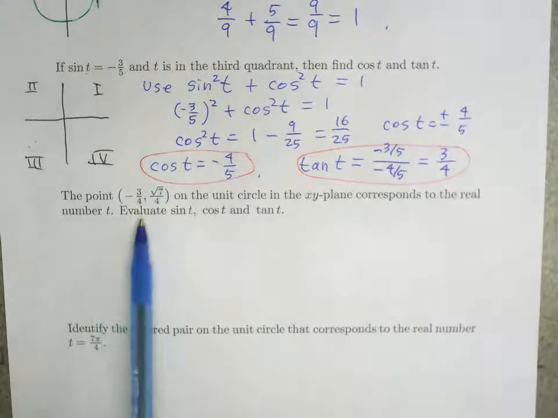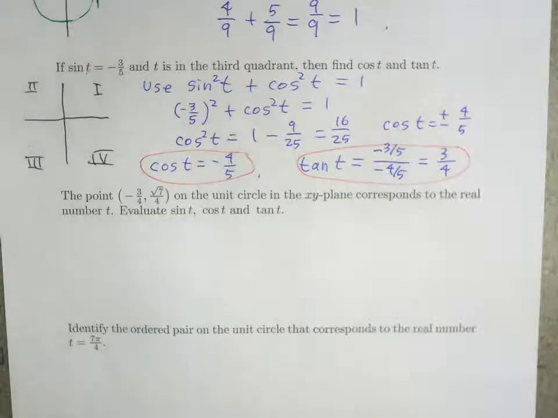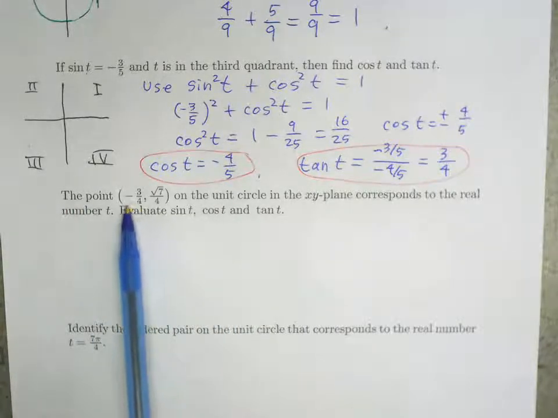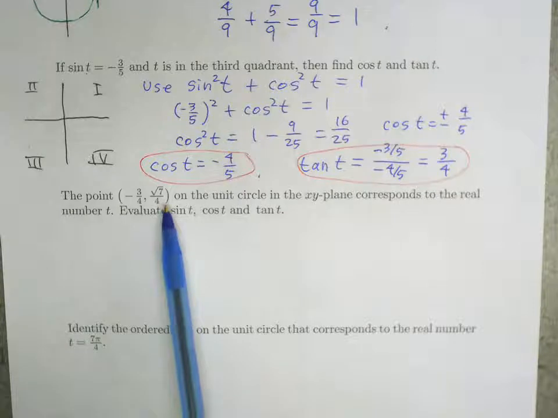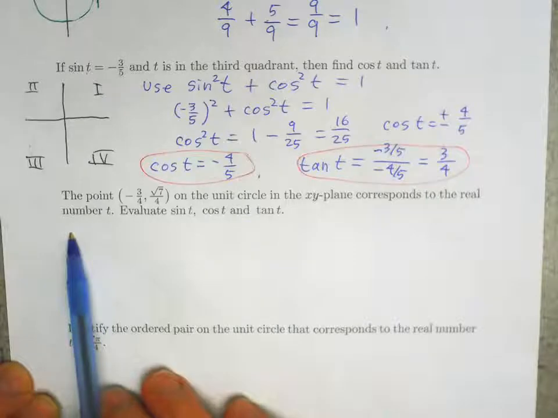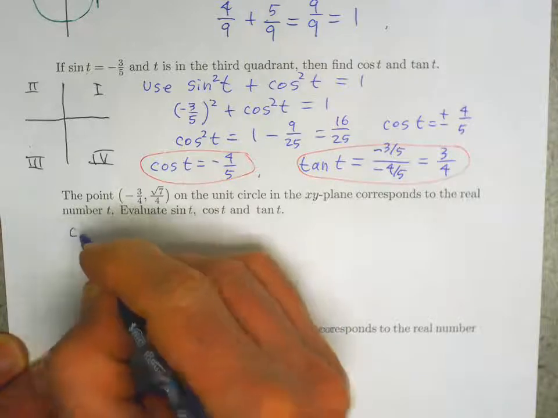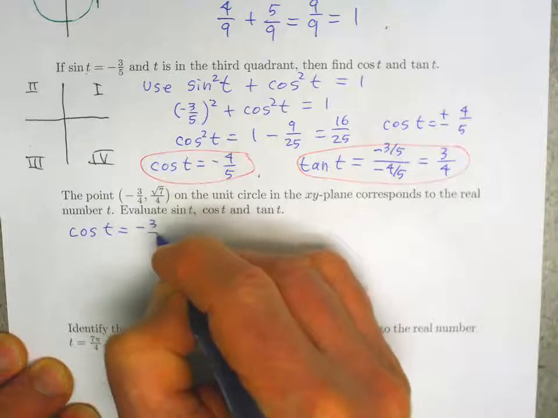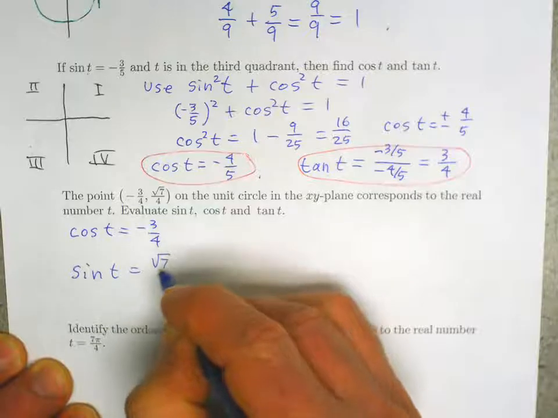we're given that this point is on the unit circle, negative 3/4 and the square root of 7/4. So on the unit circle, the x-coordinate of that point is negative 3/4, and the y-coordinate is the square root of 7/4. And that point corresponds to the real number t. So we know that on the unit circle, from our definitions, the cosine of t is the x-coordinate, negative 3/4. Sine of t is the y-coordinate, square root of 7/4.